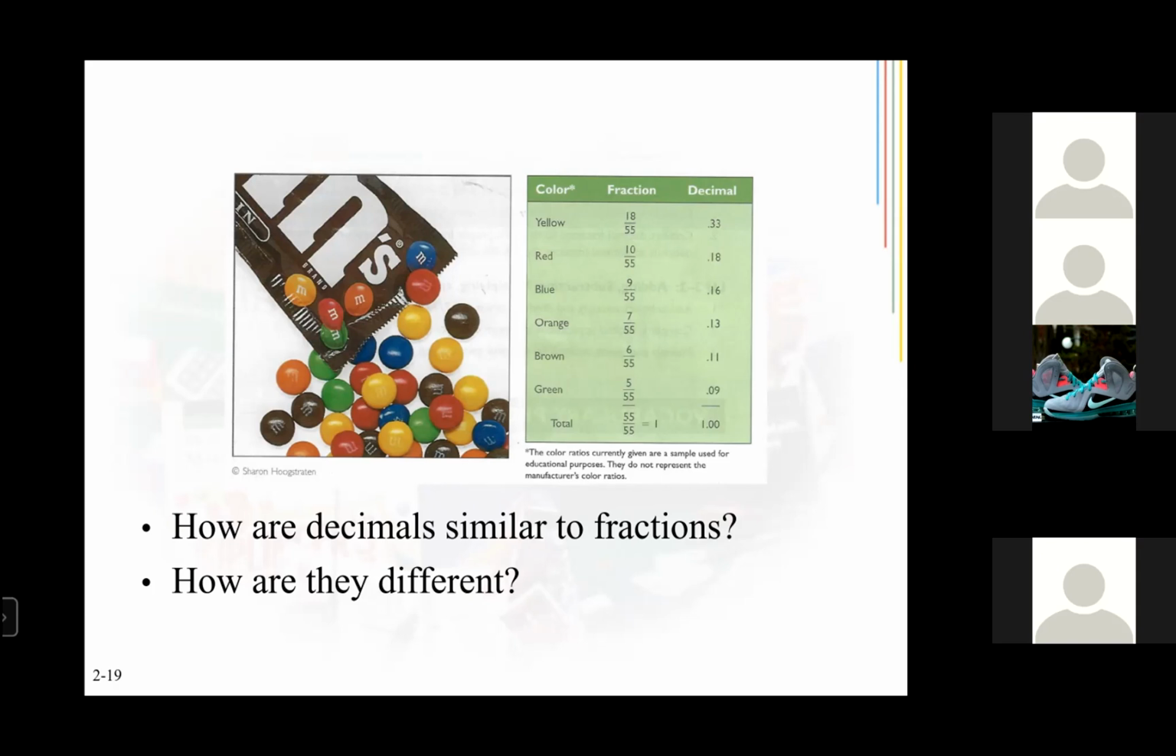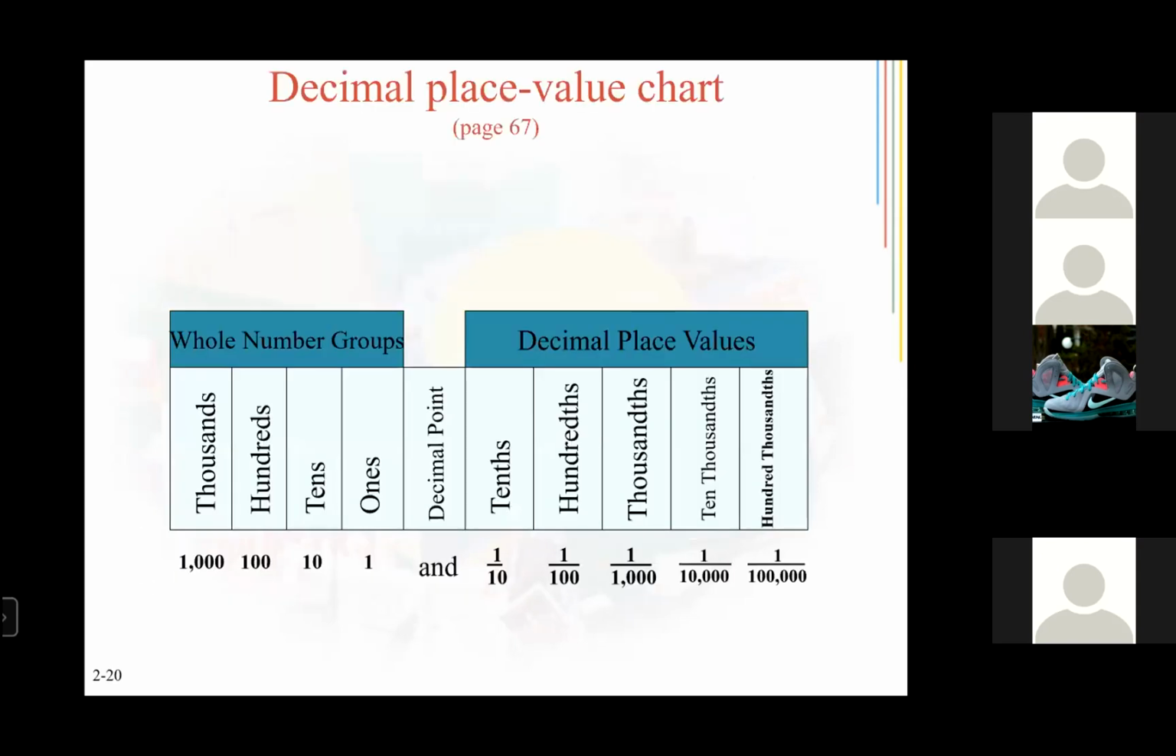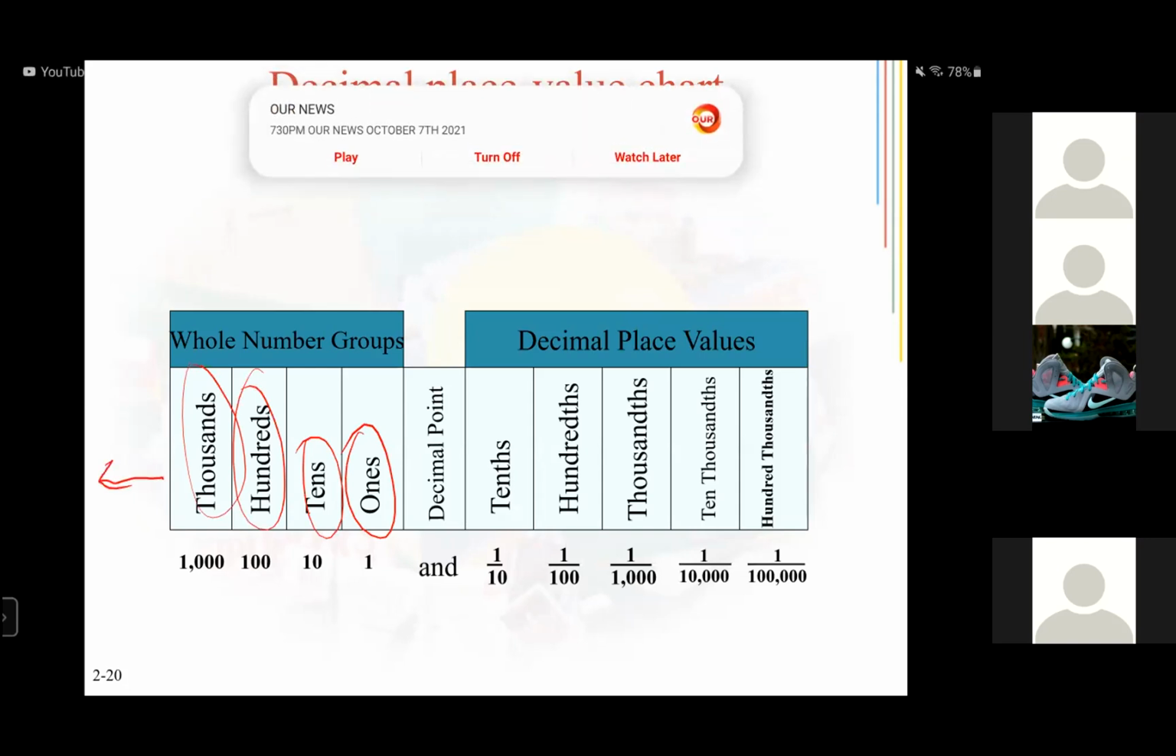All right, so there are similarities, but the representation is different. With decimals, we have a system based on place value, and the place value depends on where the digit is in relation to the decimal point. In the numbers that we use every day, we have ones, tens, hundreds, thousands. Those are the whole numbers.